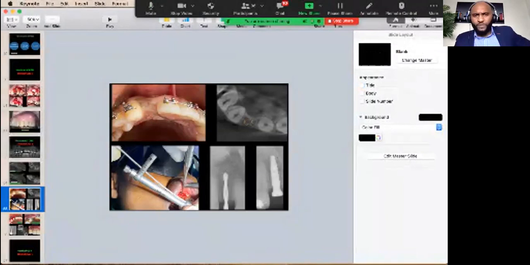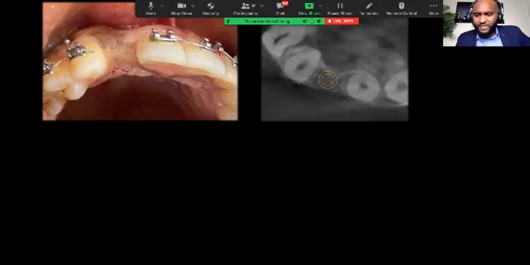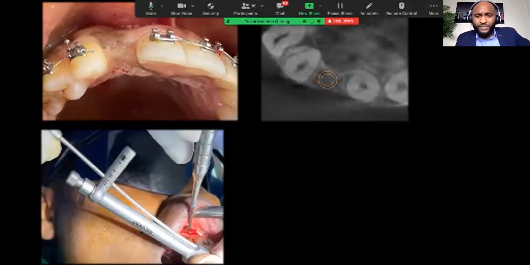Sorry, there we go. So with that kind of a ridge, at least now you know you can place an implant comfortably at 3.5. We did a Neodent implant, and we were able to obtain some good insertion torque, so good primary stability. That's how the case was done.